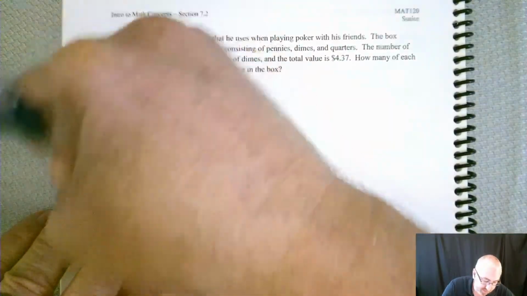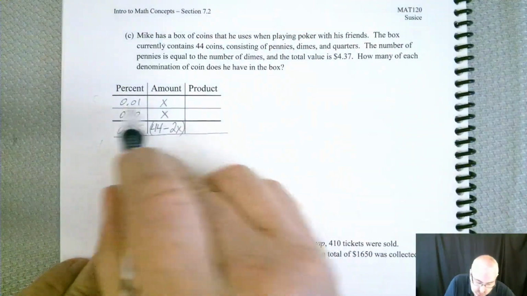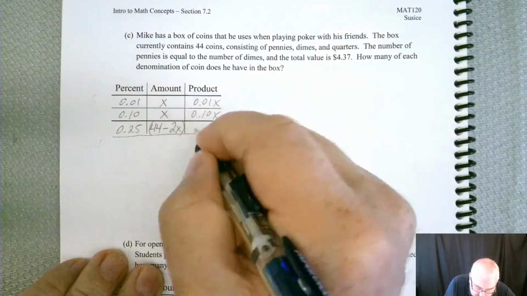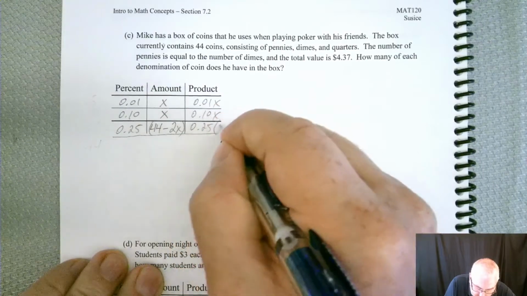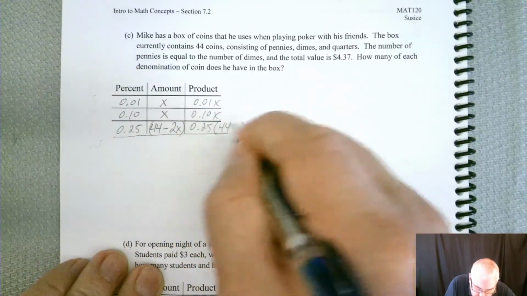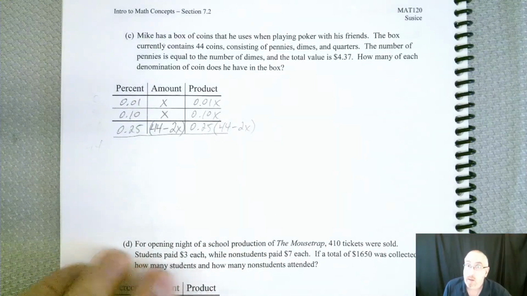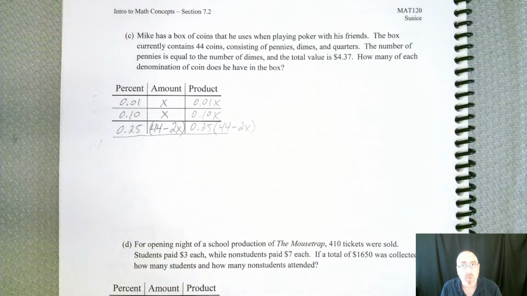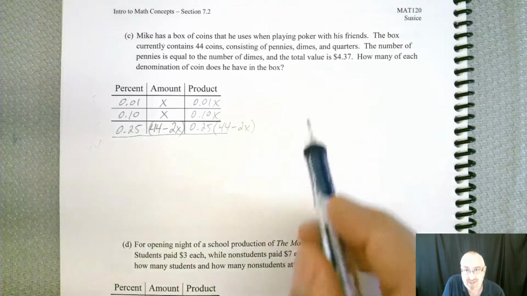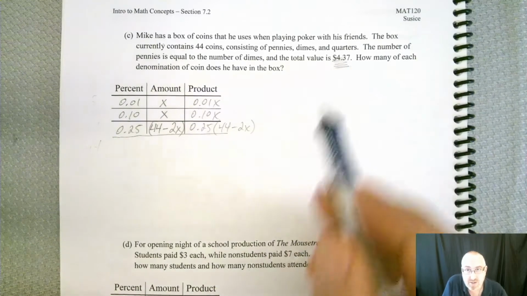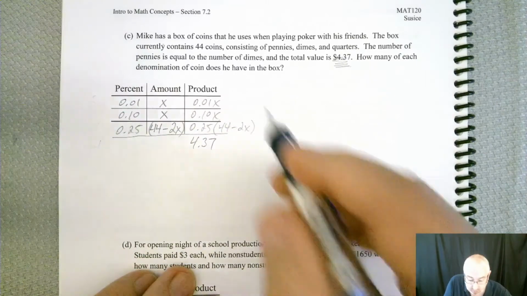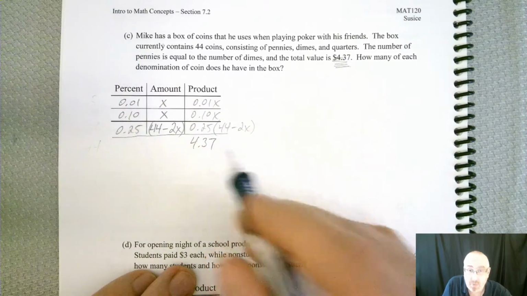Okay, so we have that. Now let's get our products. So we got 0.01x, 0.10x, 0.25 times 44 minus 2x. So there's all of our quantities, but now what do we set it equal to? The only thing left is this $4.37. So that is what we want it equal to. So all three of those things have to add up to 437.